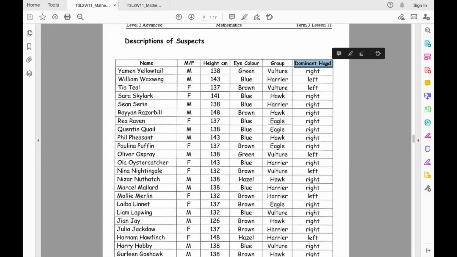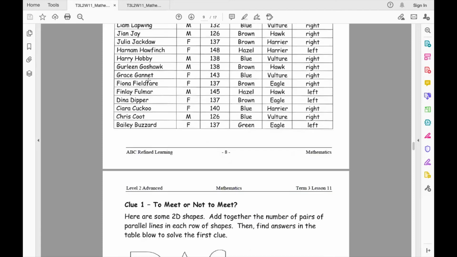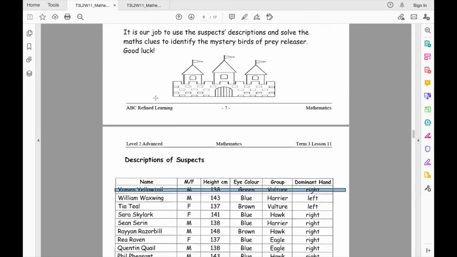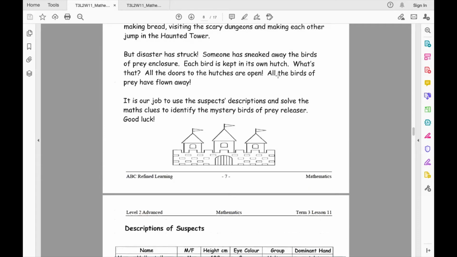Dominant hand, that means which hand they like to use to write and draw with. So their right hand, or they use their left hand. And once again, every time we find one of those clues, we've got to cross out the ones that don't work. So go big, cross out the ones that don't work. And then at the end, you'll be left with the name of the person who let all the birds of prey escape.